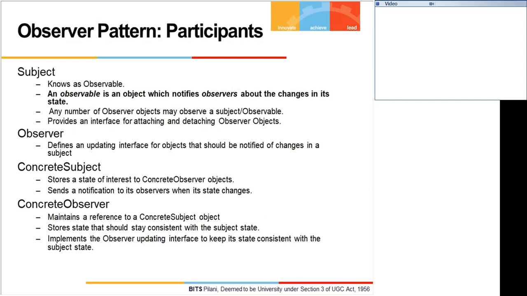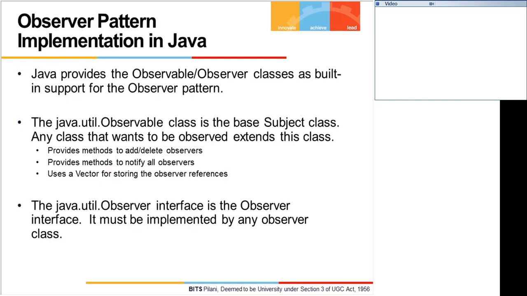So these are the four important participants in the observer pattern. Let's move to the implementation. Very happily, the observer pattern implementation is provided by the inbuilt classes in Java. So Java provides observable and observer classes as inbuilt support for the observer pattern, right? This is there in the util package. So there is the java.util.Observable class, which is the base subject class, right?